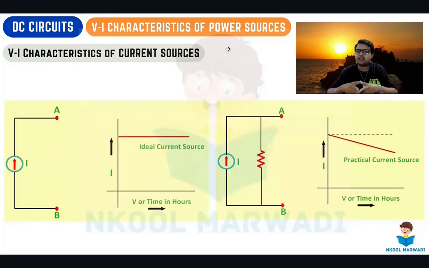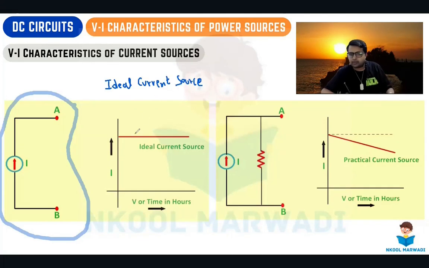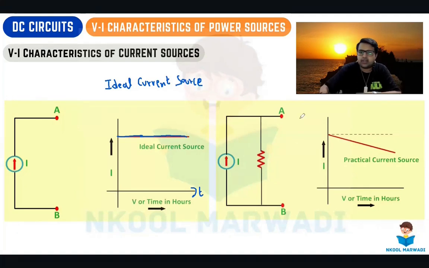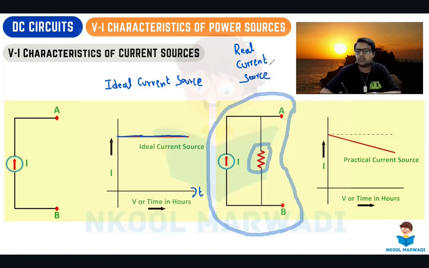Similarly, we have VI characteristics of current sources. Let us suppose this is the current source I, and here there is no resistance present, so it's the ideal current source. It means that with time, the value of the current will remain constant. It will not change. Similarly, here we have one more current source in which a resistance is connected in parallel. Since resistance is present, it can't be an ideal current source, but it will be a real current source, because in the real world we will definitely have resistance.